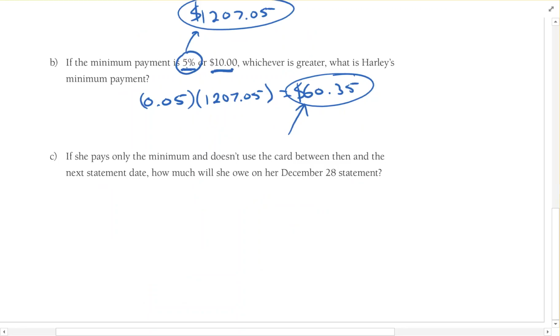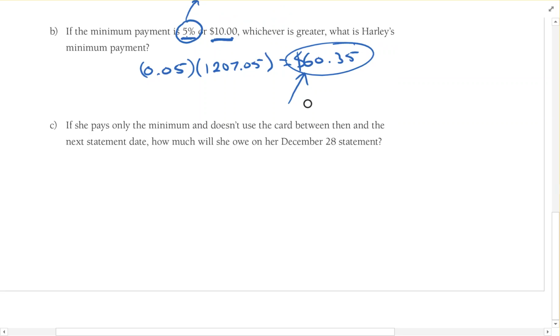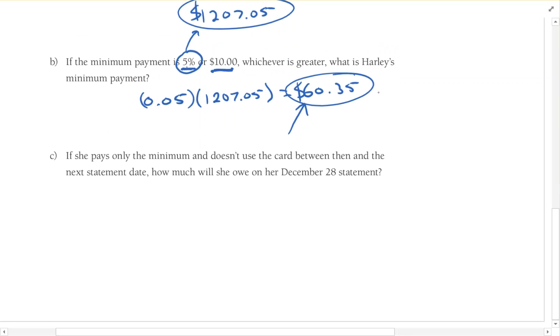Okay, if she pays only the minimum and doesn't use the card between then and the next statement, how much will she owe on her December 28th statement? Okay, first thing we're going to do is figure out how much she owes after she pays the minimum payment. So we're going to go how much she had, 1,207.05. That's what's on her balance, right? Minus the minimum payment there, 60.35. Okay, so that's going to be equal to 1,146.70.